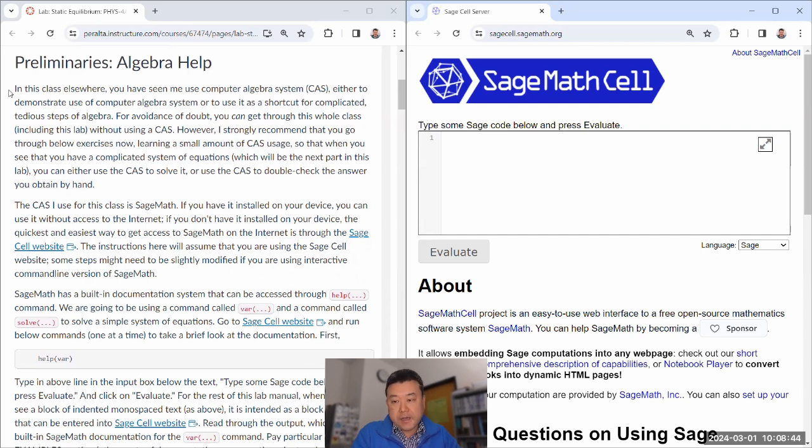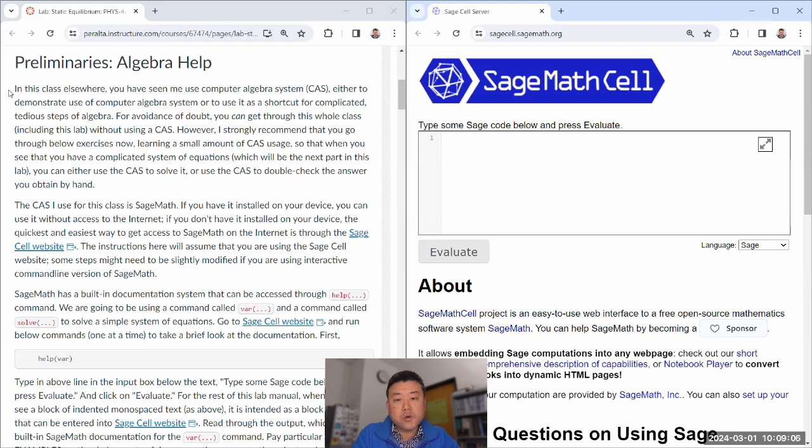In this class and elsewhere, you have seen me use a computer algebra system, CAS, either to demonstrate use of a computer algebra system or to use it as a shortcut for complicated, tedious steps of algebra. For avoidance of doubt, you can get through this whole class, including this lab, without using a CAS.